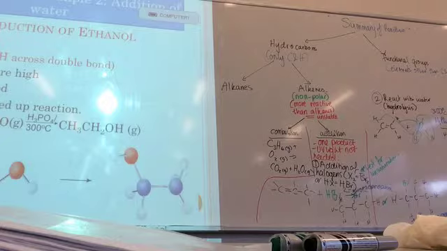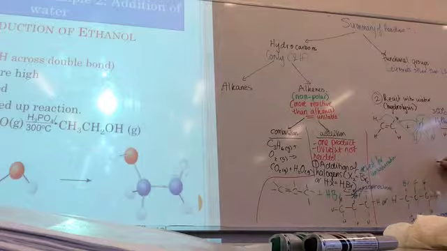Okay, ethanol demands are high. Here we go, that's the reaction. Ethene plus water produces ethanol. Note, one product. Why is it one product? Because it's addition. You're just breaking the double bond and then you're sticking things on either side of the double bond.